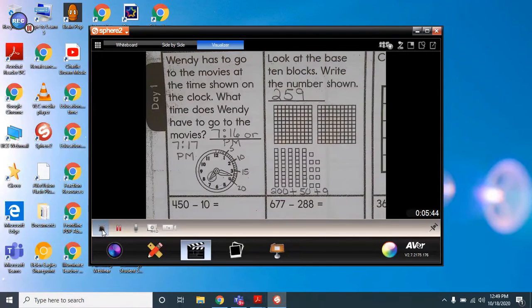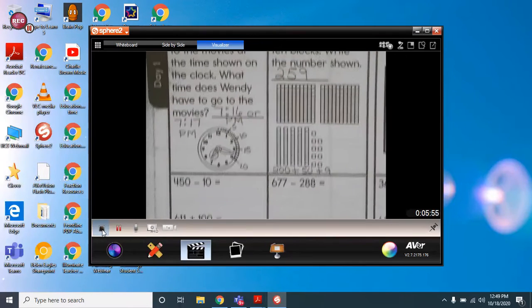If we were going to round this to the nearest 10, we know that this would round to about 260 because it's 1 away from 260 rounded to the nearest 10.